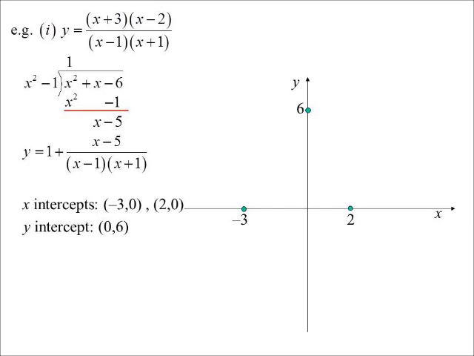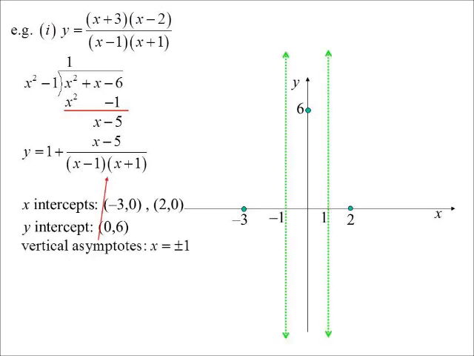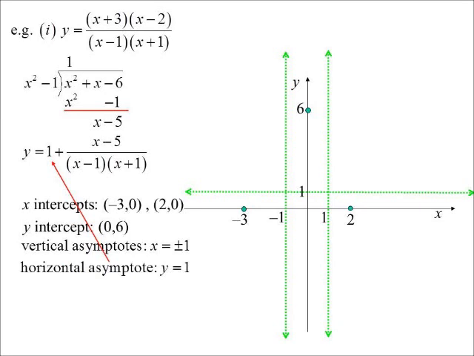I'll plot that in. Vertical asymptotes. The bottom of the fraction will tell me that. So x can't equal plus or minus 1. We know we're going to have vertical asymptotes there. So let's draw those in. We're going to have a horizontal asymptote in this case. If it's a constant, it'll be a horizontal asymptote. If it's some function, then that's when we get the oblique asymptote. So horizontal asymptote at y equals 1.